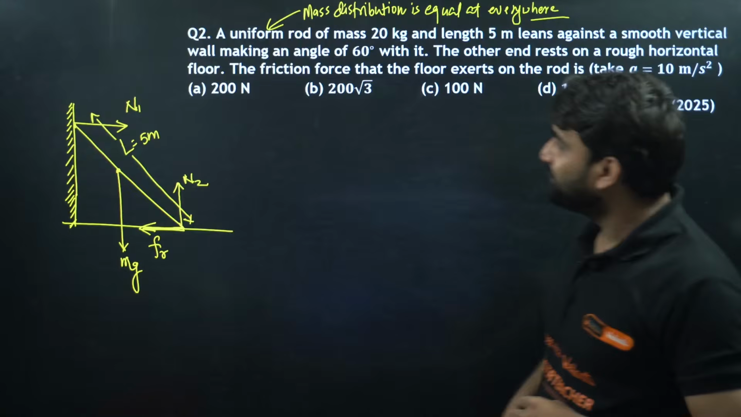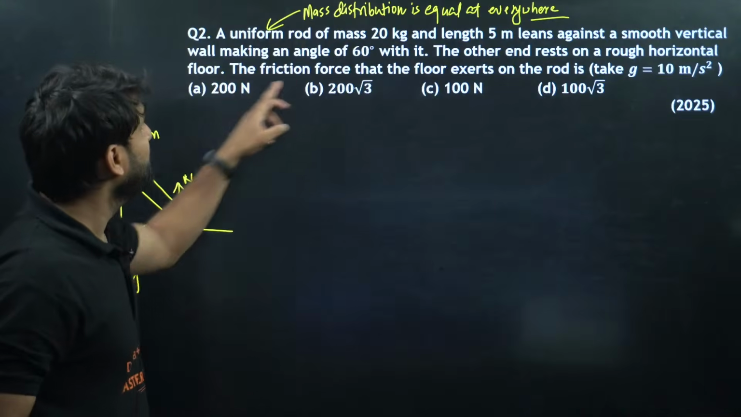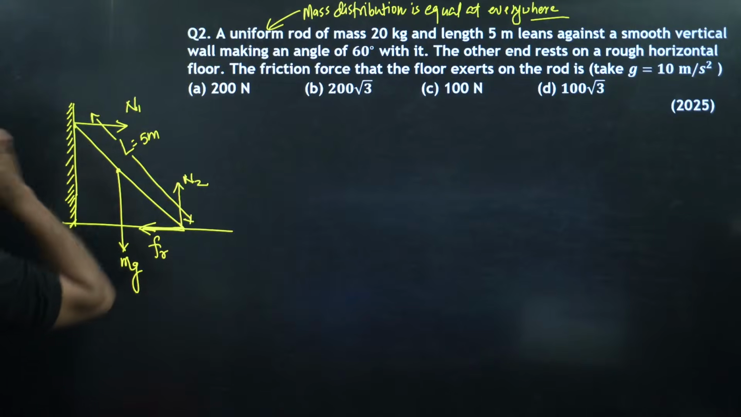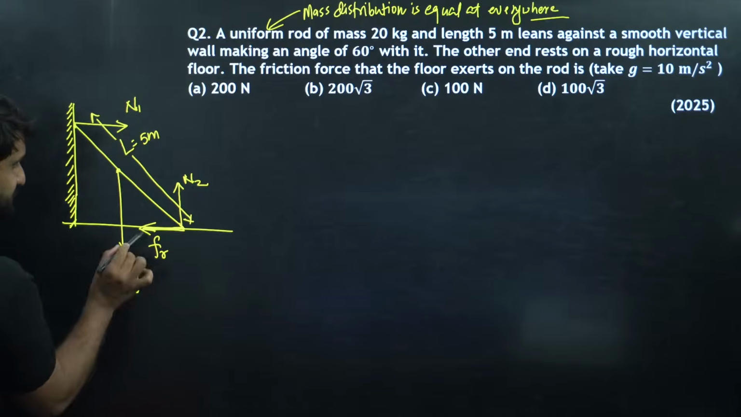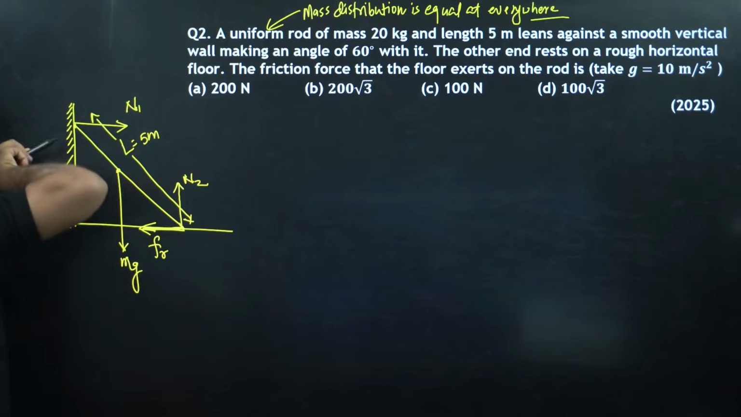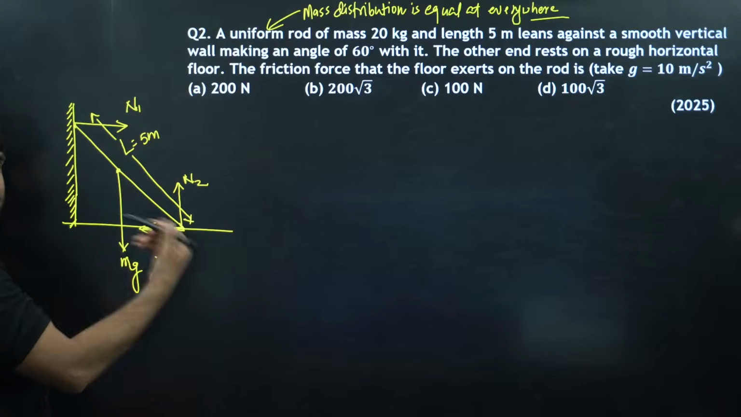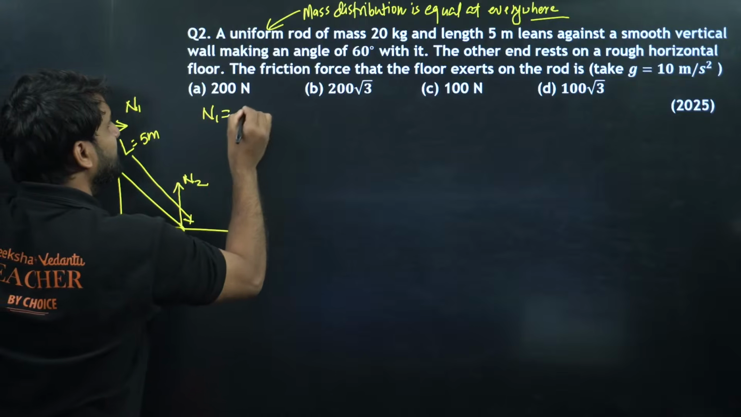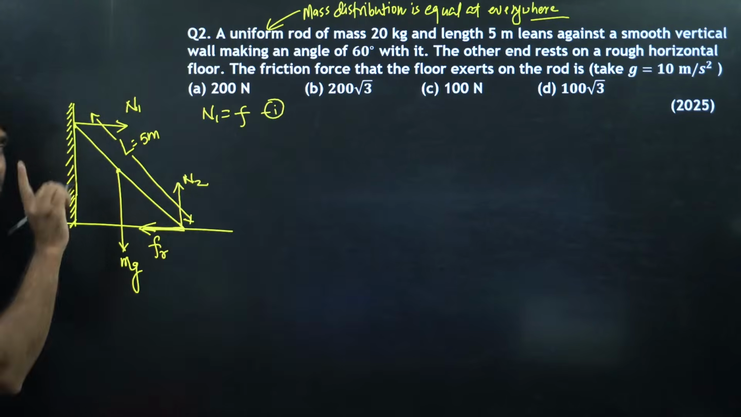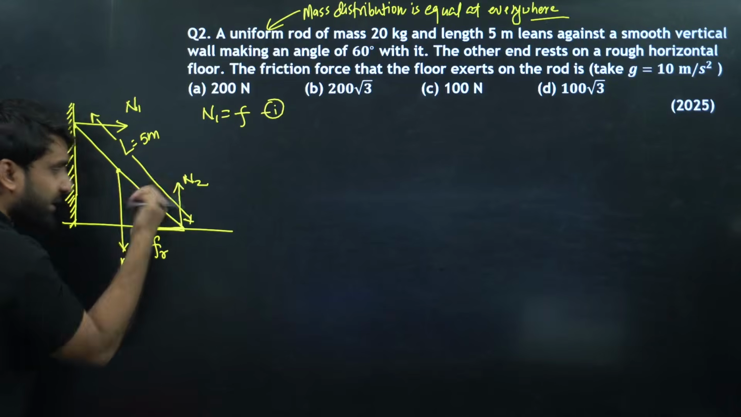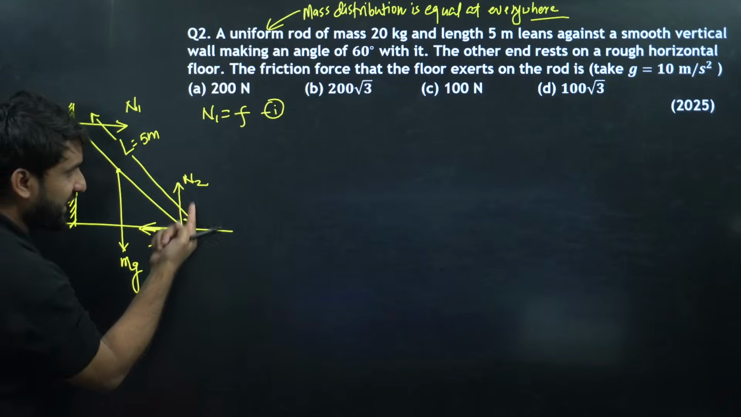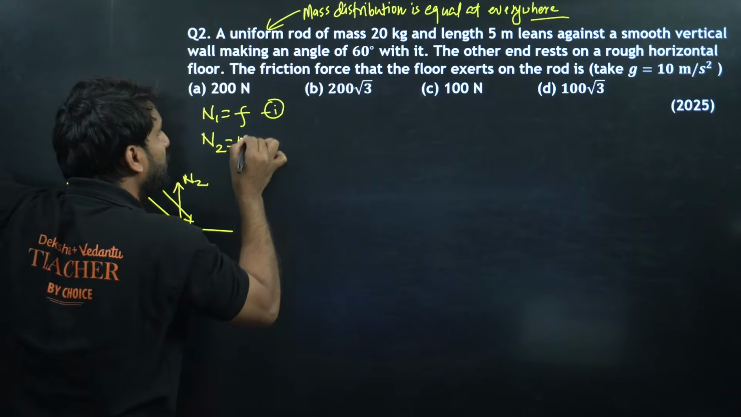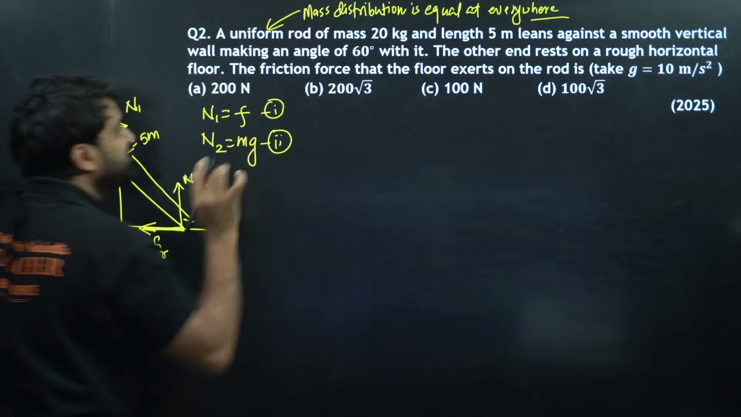So my dear champion, now the question is, we have to find out the friction force that the floor exerts on the rod. Now very important thing, can you see here, friction force is in this direction, and this normal N1 is in that direction. So we can write N1 is equal to friction. This is the first condition. Now N2 force is in upward direction and weight is in the downward direction. So we can write N2 will be equal to mg, which is the weight. I hope this is clear to you all.